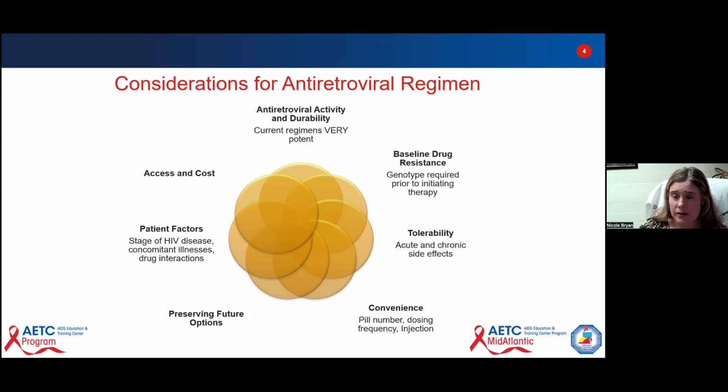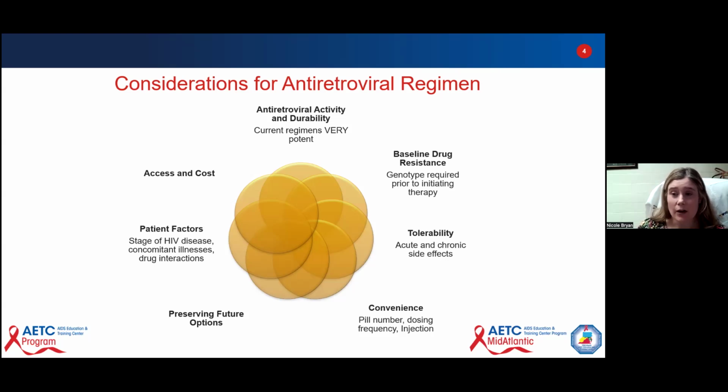Preserving future options. Most of our medicines are pretty durable, and we'll talk a little bit about barriers to resistance, but we do take into consideration whether this patient is really going to reliably be able to take their medication every day, or when it's due in the case of long-acting injectables. So we have to think about, if they miss a dose, could they acquire resistance? And then we may lose options going forward. So that's a consideration when we're picking or adjusting regimens.